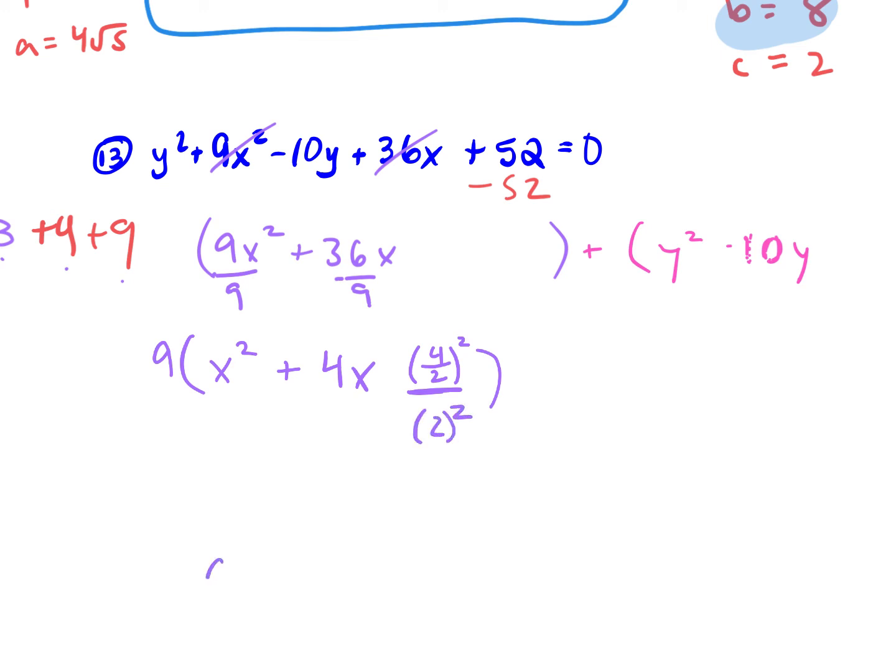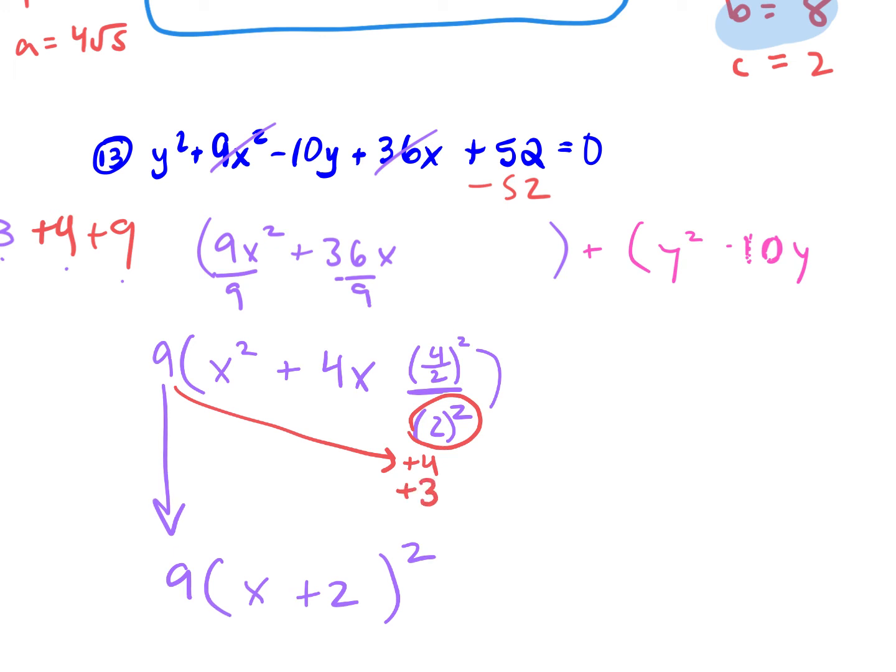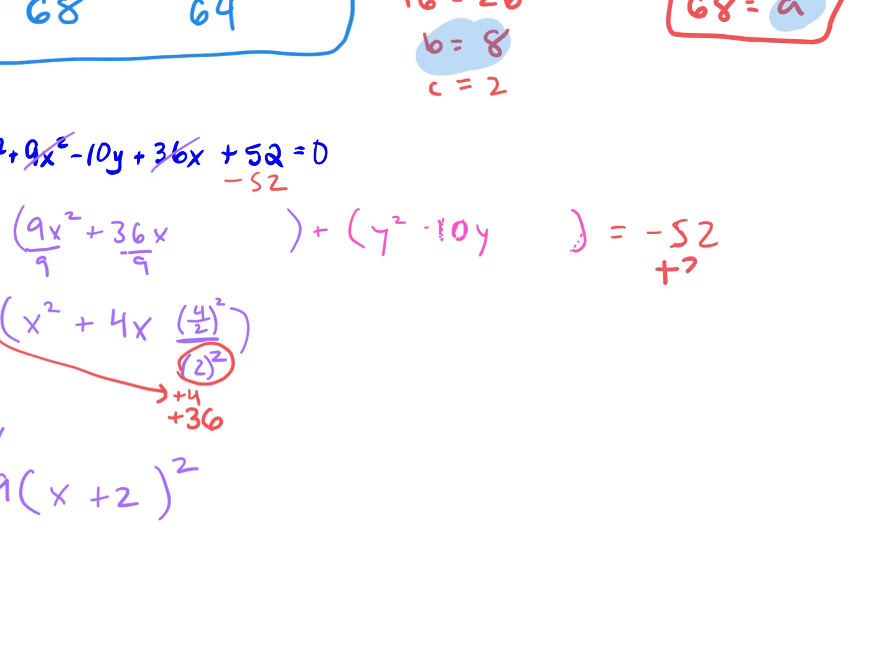So what goes into my parentheses down here? X plus 2. I have to put the 9 in front. Thank you. I always forget that. And then I'm adding 2 squared here. So I'm adding 4, but it is actually 4 times 9. So I'm adding 36 in here. So I have to add 36 on the right side too. Any questions on what we just did with x?